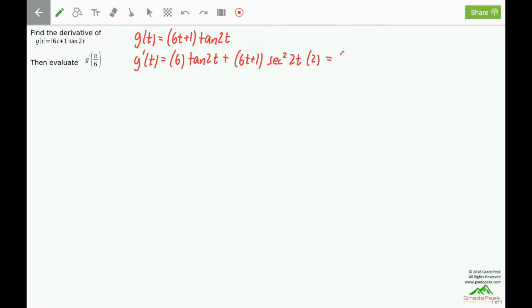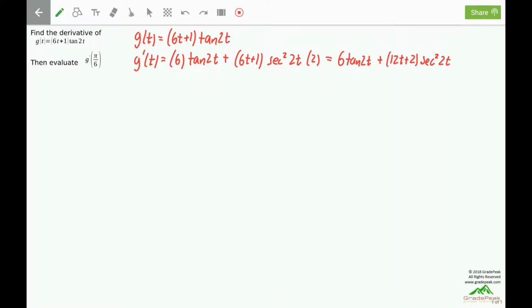And so that gives us 6 tangent of 2t plus, and what we can do with this 2 is it can move to the front, and it can even distribute that 6t plus 1 and be written as 12t plus 2, or left factored out. Either version is fine. And then secant squared of 2t. So there's our derivative, g prime of t.